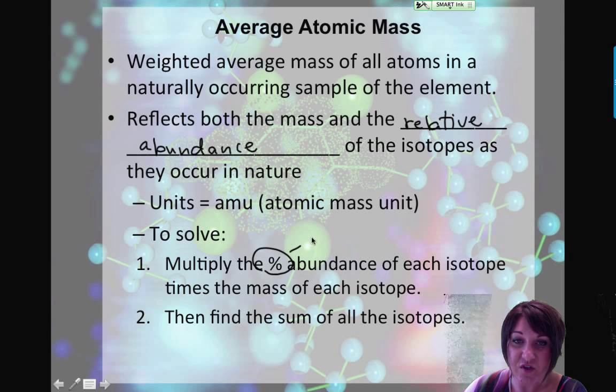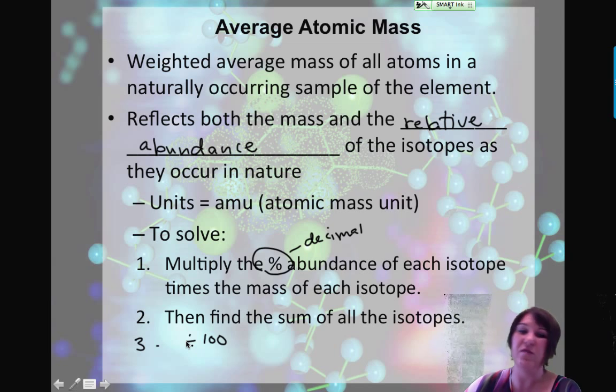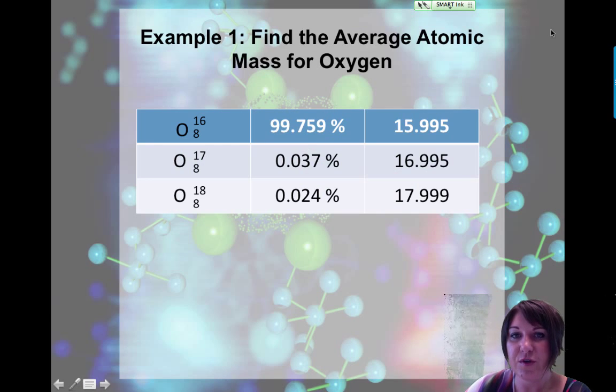You either have to change this to decimal form, or what I like to do is at the end, after I add everything up, I just divide by 100 then, so I'm not moving decimals all around and putting them back, and I just move them at the end. Let me show you what I mean.